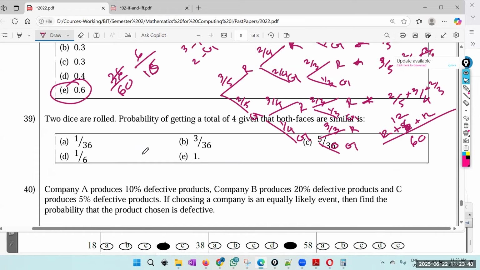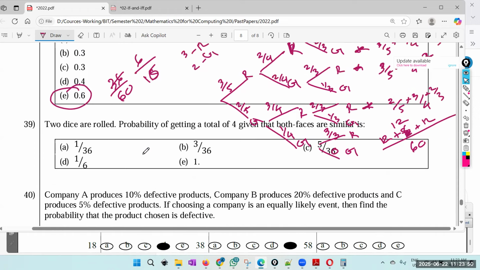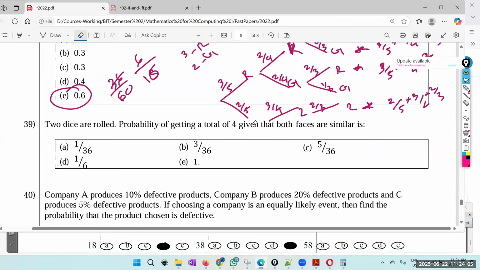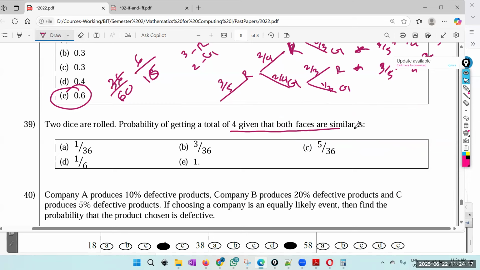Question 39. 2 dice are rolled. Probability of getting total 4 given that both faces are similar is. Right. Both faces are similar. Two dice are rolled. Probability of getting a total of 4 given that both faces are similar.